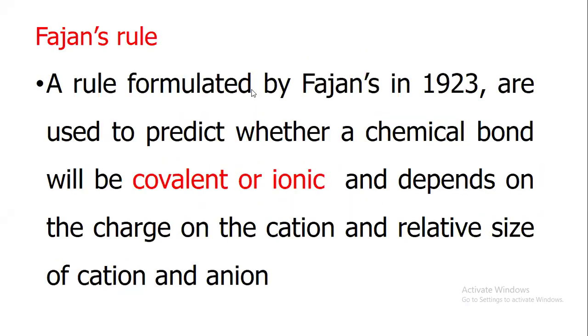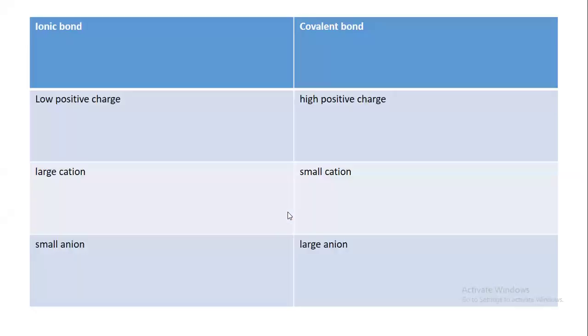Fajans' rules, formulated by Fajans in 1923, are used to predict whether a chemical bond will be covalent or ionic, and depend on the charge on the cation and the relative size of cation and anion. Ionic bond: low positive charge, large cation, small anion. Covalent bond: high positive charge, small cation, large anion.